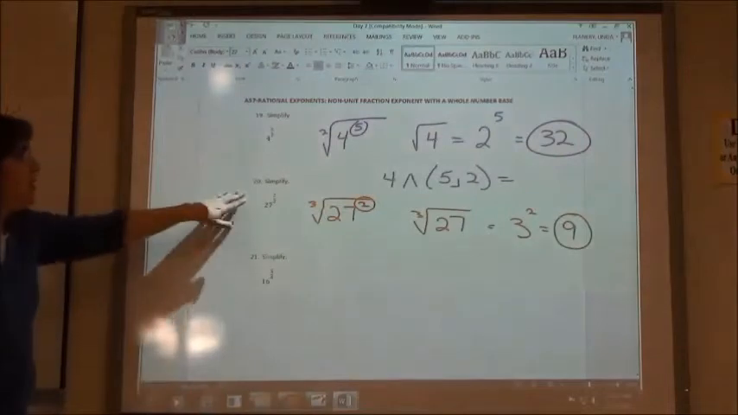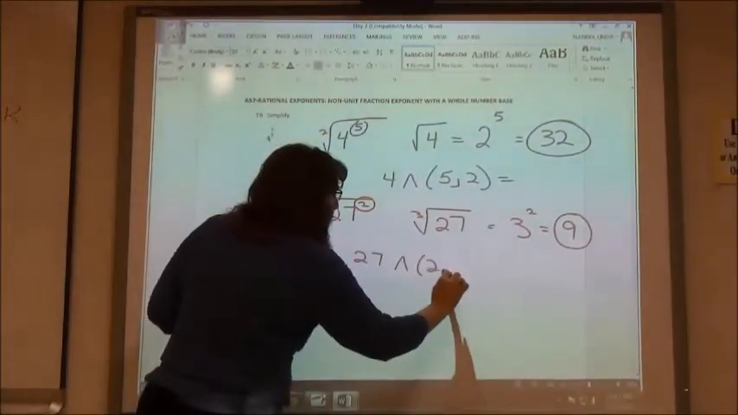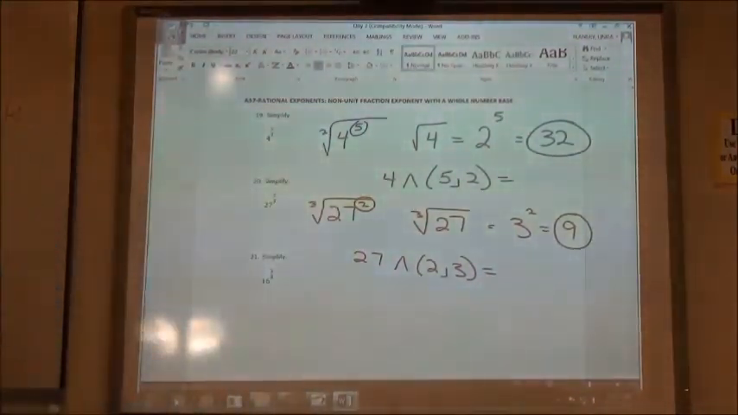Again, if you wanted to check it, you would do 27 to the 2/3 power. And you should come up with 9, right?